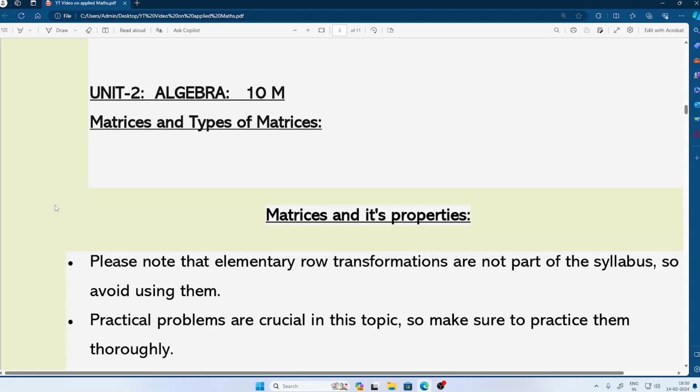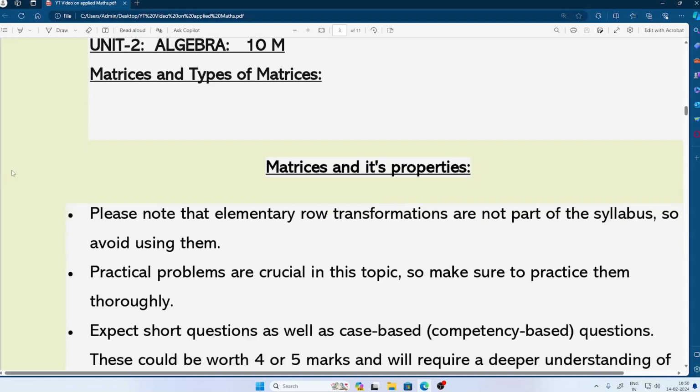Both Cramer's rule and Martin's rule are there. Lots of questions can be asked, which are competency based. The situation will be explained. You have to read, you have to understand, and then you have to apply.